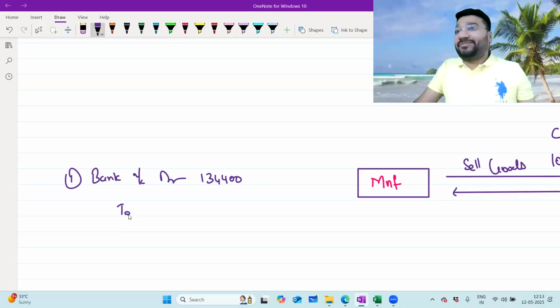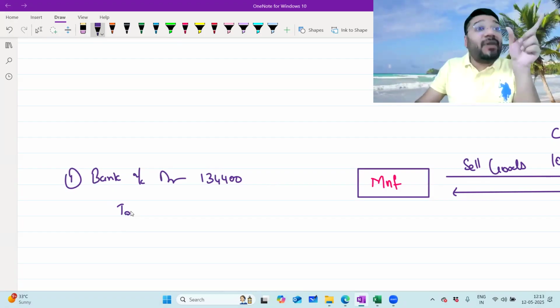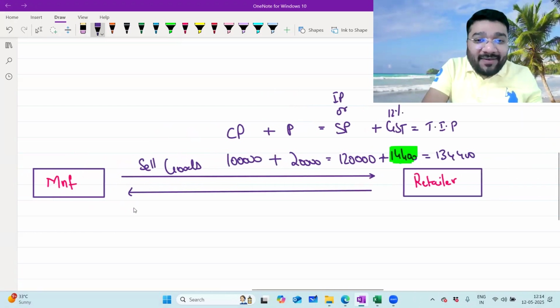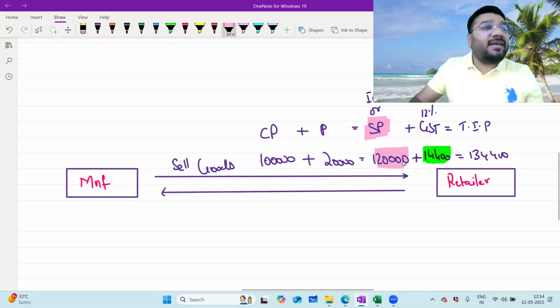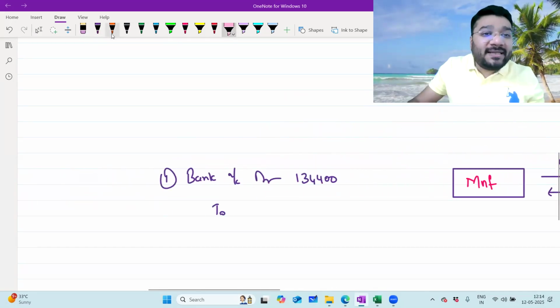That will go to sale account. In sale account, we'll record a sale value. So in this, what is the sale value? Selling price, sale value 120. So now sales is 120.